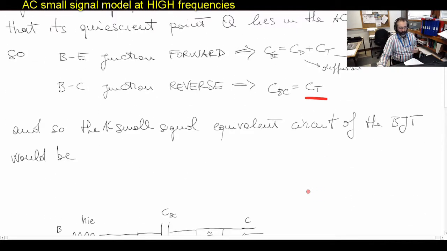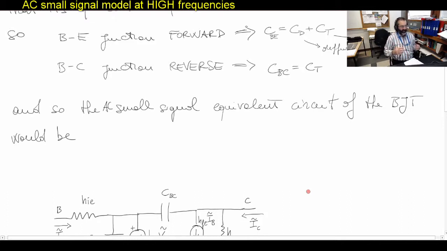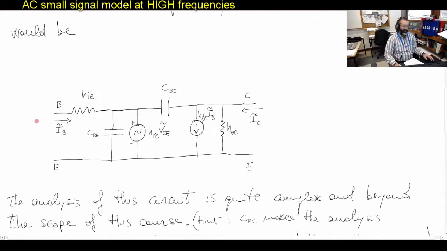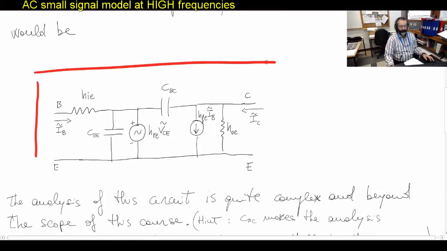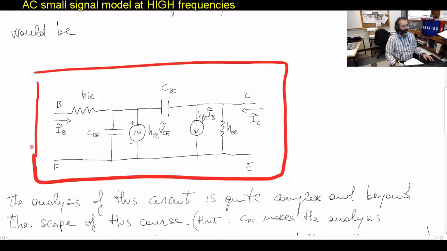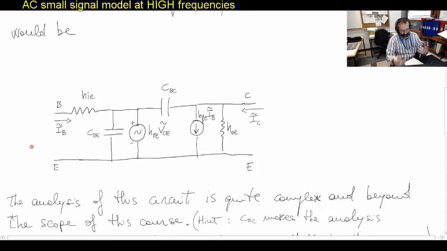So if we want to look at the AC small signal model of a BJT transistor at high frequency, we need to take into account these two capacitances: a capacitance between the base and the emitter, and a capacitance between the base and the collector. And so this is the simplest high frequency model for the BJT transistor, the AC small signal model at high frequency in common emitter configuration.